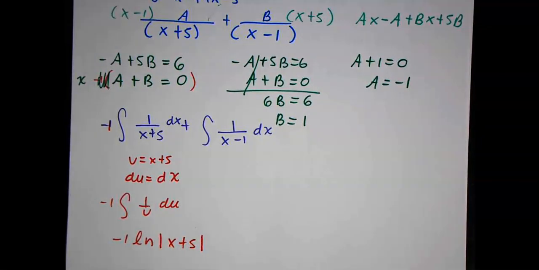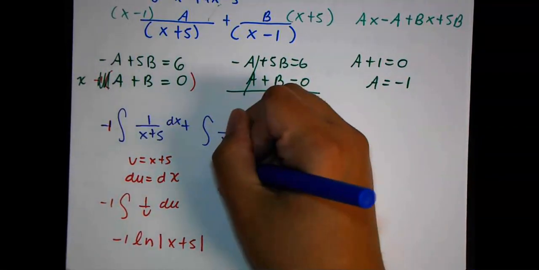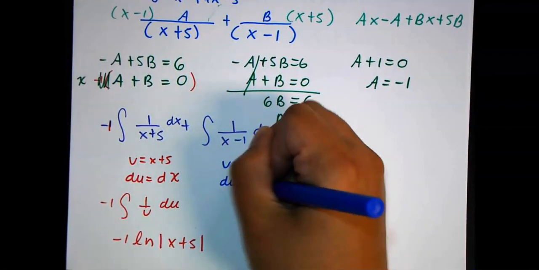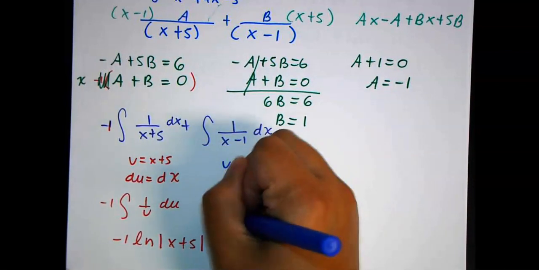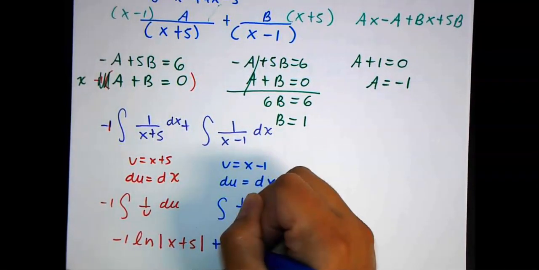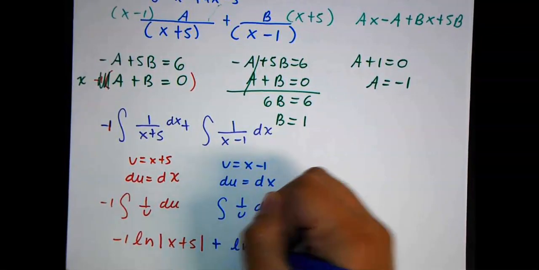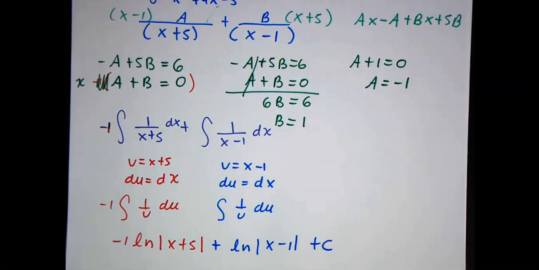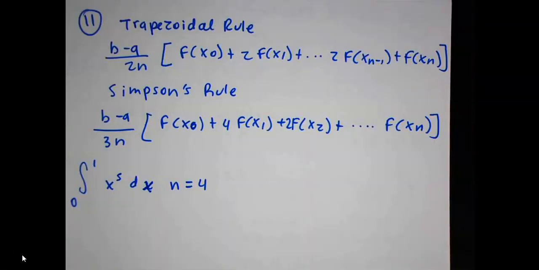Then we're going to do the other one. That's the same, it's just a different color. u is x minus 1, du will be dx. So it's the integral of 1 over u du, which will be natural log of u, but u is x minus 1 plus c. Okay, number 11 talks about the trapezoidal rule and Simpson's rule.